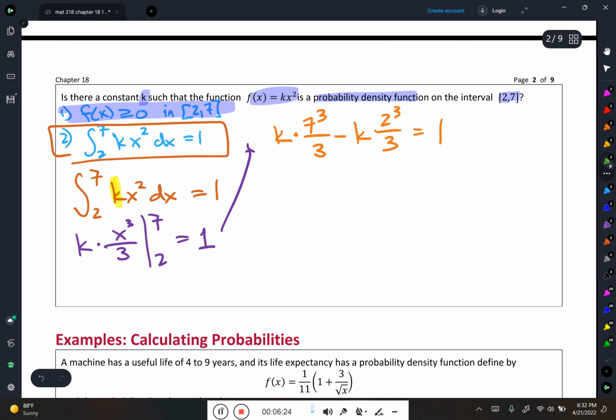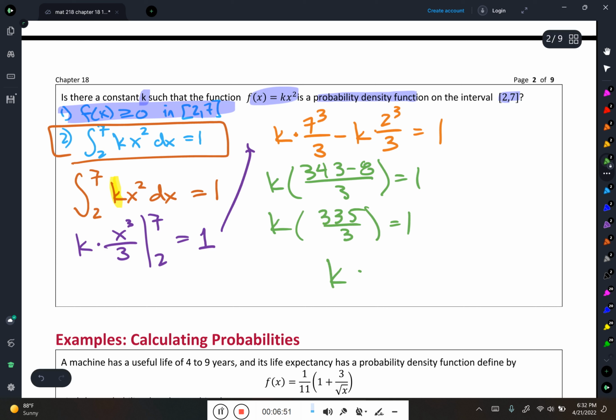I'm going to do a little bit of factoring on the left-hand side. I'm going to get k times 7 cubed. What's 7 cubed? I'm going to grab my calculator here. 7 cubed, I think that's 343, yeah. So I've got k times (343 minus 8) over 3 is equal to 1. 343 minus 8 is 335, so k times 335 over 3 is equal to 1.